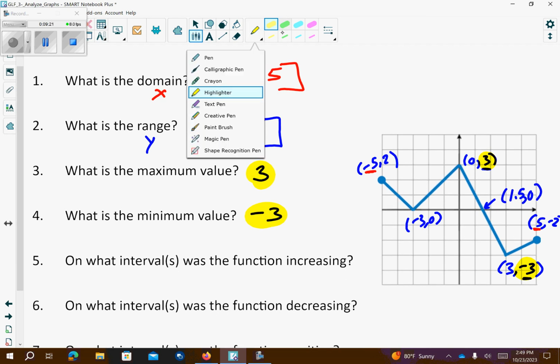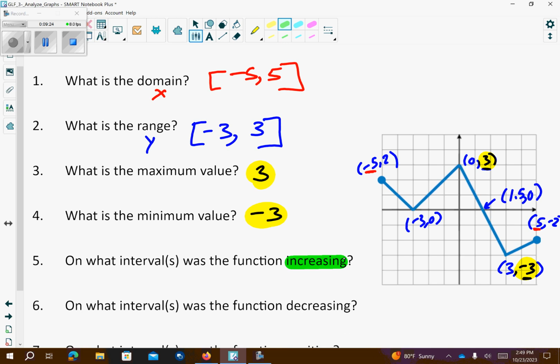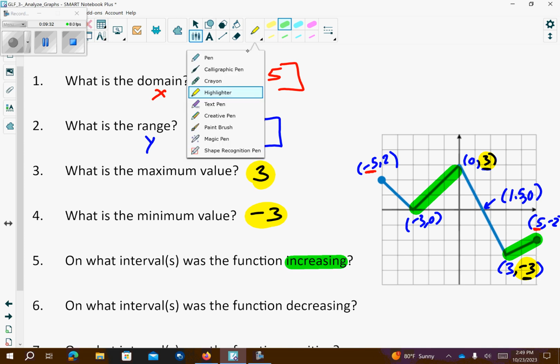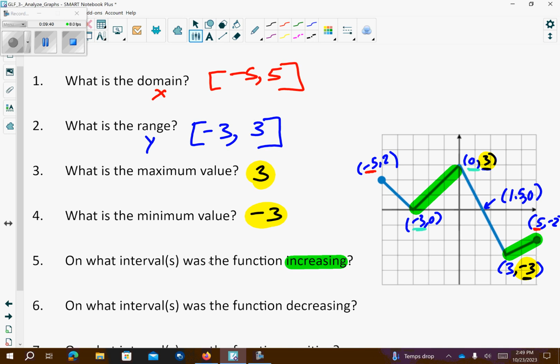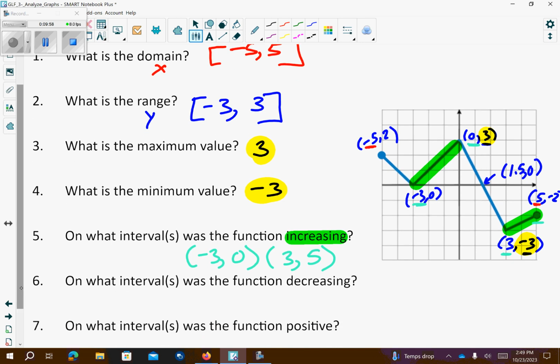Where is our graph increasing? So let's talk about increasing. Increasing means as I go to the right, it goes up. So it's increasing between both of those. So I'm going to use the x values at both of those points. So it goes from -3 to 0. And then it goes from 3 to 5. And that's where it's increasing. Okay? So that's called interval notation.